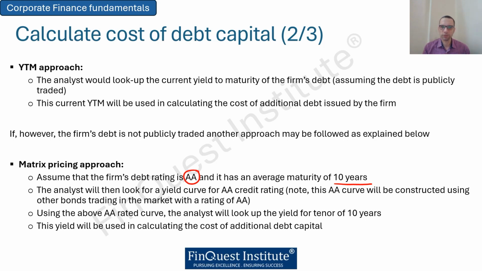Either way, we will need access to the yield curve for a double A credit rating. We use this curve as a reference, and the analyst is going to look up the yield currently being offered for a tenor of 10 years. Why 10 years? Because the firm's debt rating is assumed to be double A and it has an average maturity of 10 years. So that's why we look up the 10-year tenor only. This can be used as a proxy when we try to calculate the cost of additional debt capital which the firm wants to raise. So these two are common techniques used by analysts when they have to figure out the cost of debt capital.